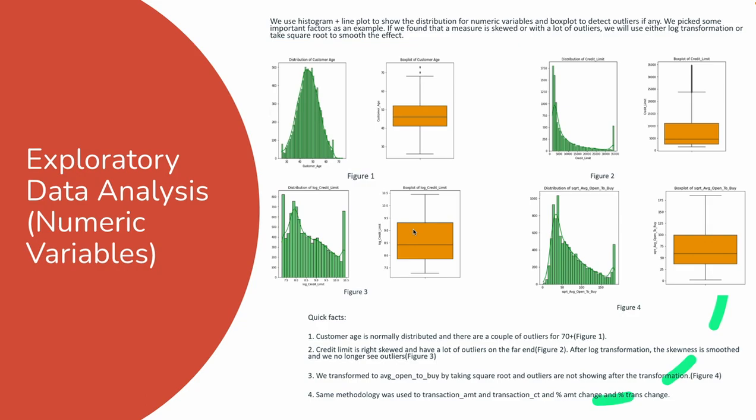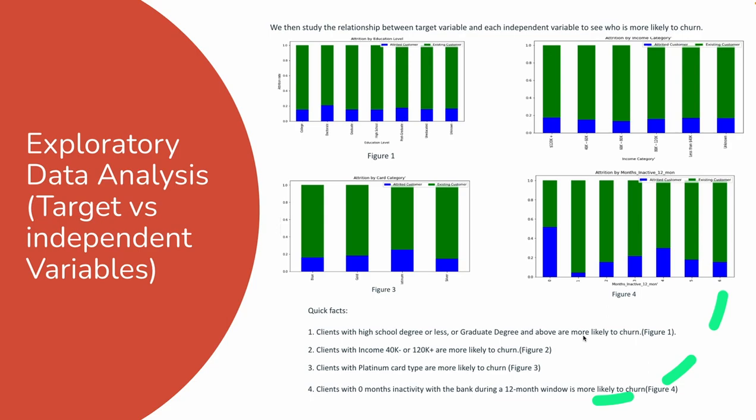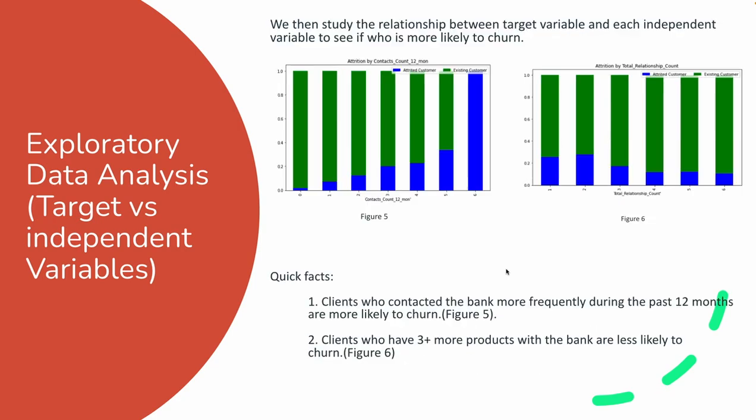We apply a similar methodology to other numerical variables where we have observed a skewed distribution or a lot of outliers on both the high end and low end. We then study the relationship between the target variable and the independent variables to see who is more likely to leave the bank. For example, by looking at this graph, we can see that clients with a platinum card type are more likely to leave. Customers who contacted the bank more often in the past 12 months are more likely to leave. Customers with more than 3 bank products are less likely to leave.